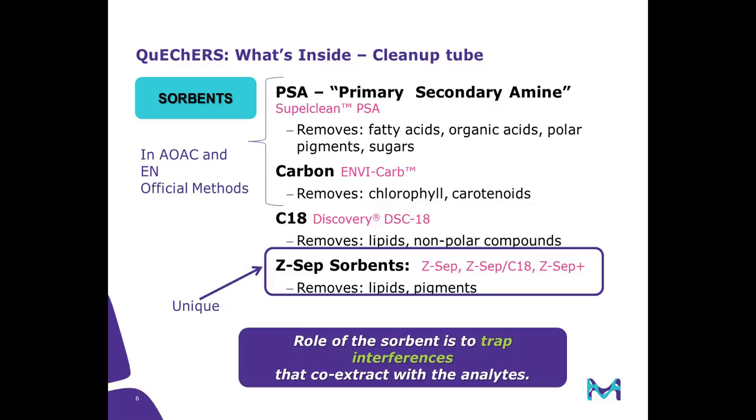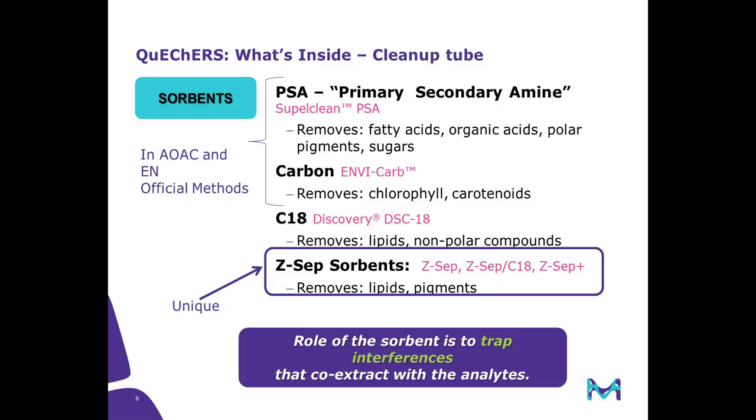Now, there's a new class of sorbents made with zirconia, and they're available from MilliporeSigma, called Z-Sep sorbents. And these have some unique characteristics. They remove lipids, pigments, and they can be combined with other sorbents to provide an even wider array of cleanup. So these top three sorbents are described in the official methods, the AOAC and the European methods for doing this QuEChERS extraction and cleanup. And as I said before, the Z-Sep sorbents are unique. They're a new type of sorbent that can be used for this QuEChERS cleanup.